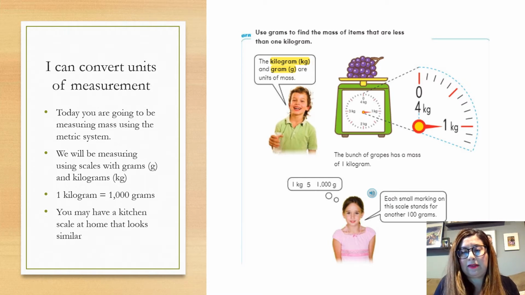Let's focus on those little lines in between and figure out what each line represents. So I see from 0 to 1 that there are 10 lines in between. And since 1 kilogram is 1,000 grams, I can determine that each line stands for 100 grams. The middle red line would be 500 grams because half of 1,000 is 500. So if you look at the grapes, they have a mass of 1 kilogram or 100 grams.